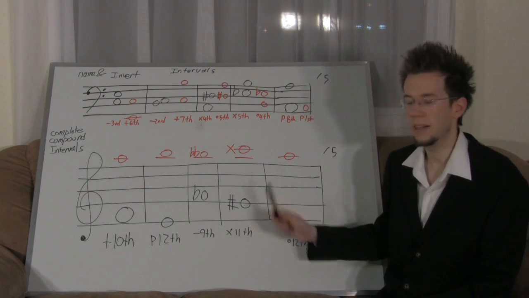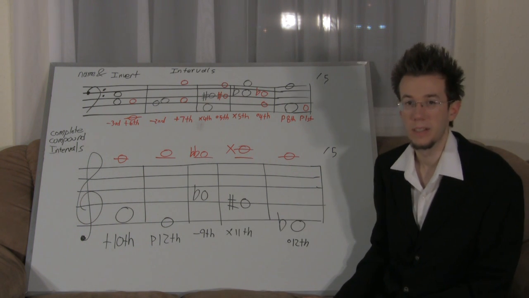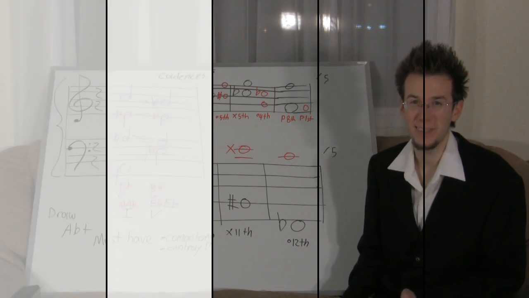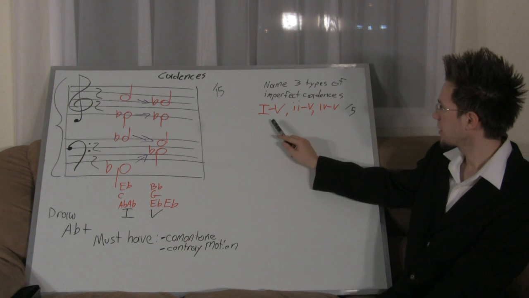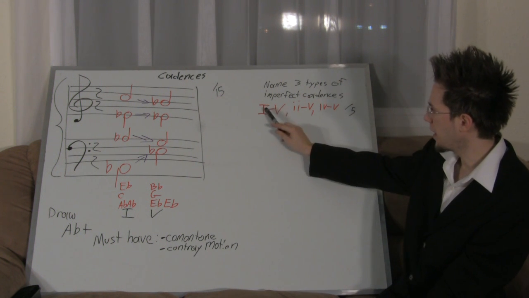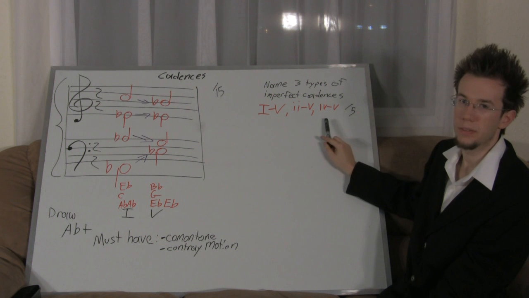So if you got any of those wrong, take 1 mark off for each one that you got wrong. All right, so let's move along to the next one. Okay, so here's the answers for the cadences. So over here we have the 3 different ones. We have 1 to 5, 2 to 5, and 4 to 5.